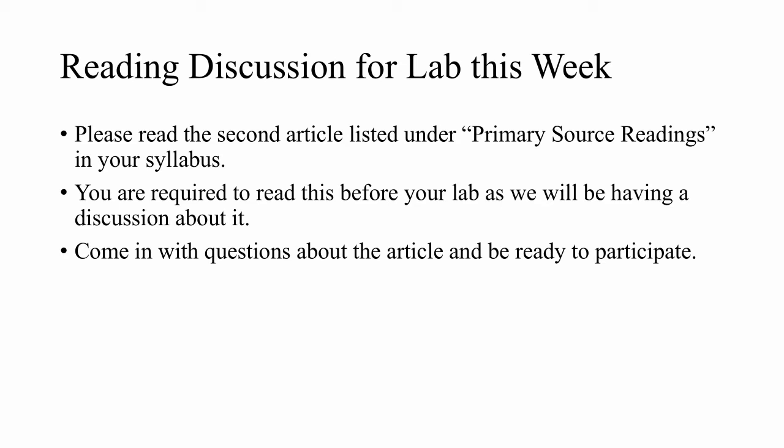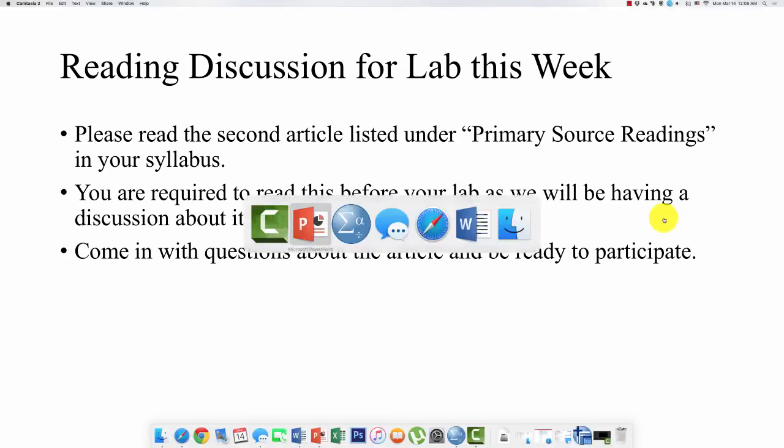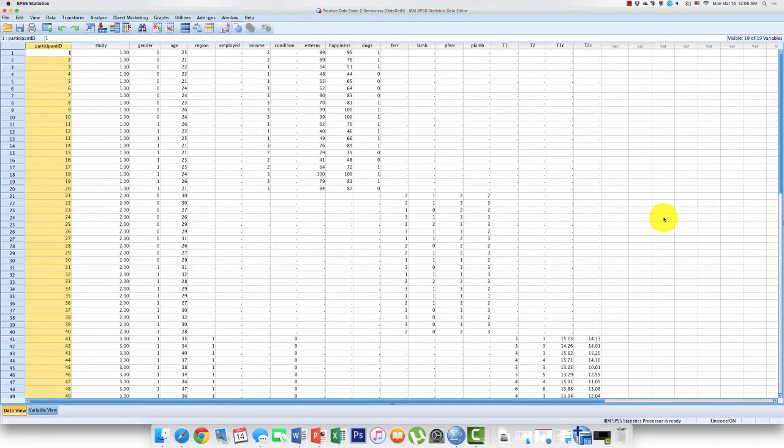So this PowerPoint was really short because I want to spend more time on doing analyses. So I'm going to go ahead and open SPSS. Okay, so I have all this random data that I created. I have participant ID, study, gender, age, region, employed, income, condition, esteem, happiness, dogs, Ferrari, Lamborghini, Ferrari post-release, Lamborghini post-release, and then T1, T2 for handshake firmness, and then T1C and T2C refer to cortisol levels.